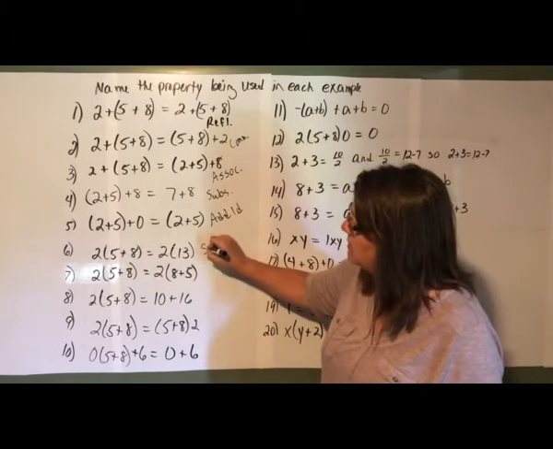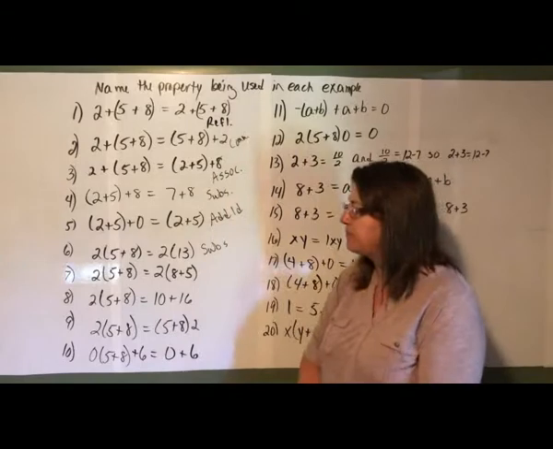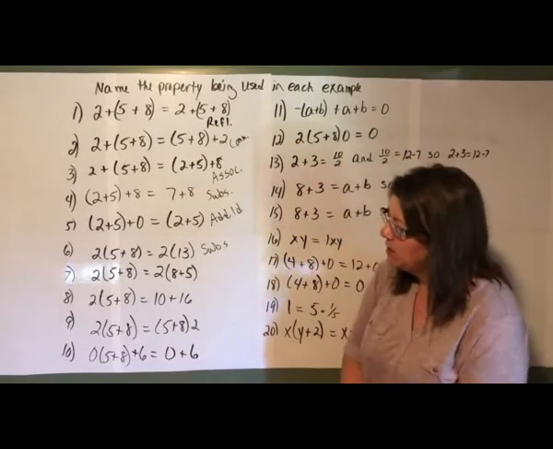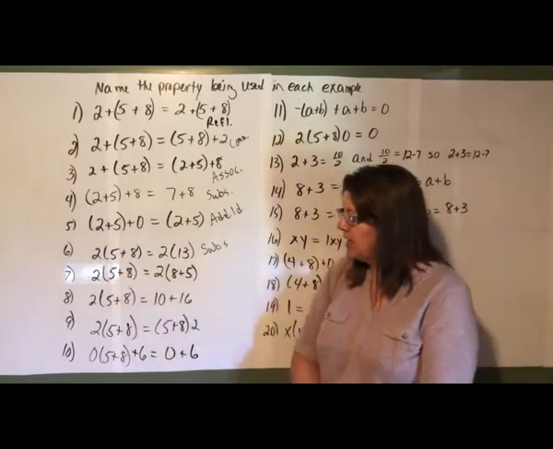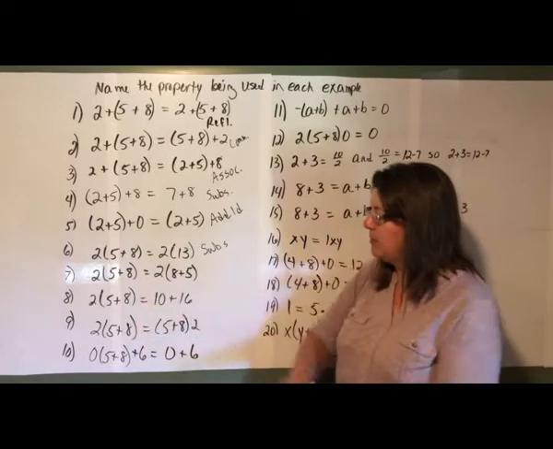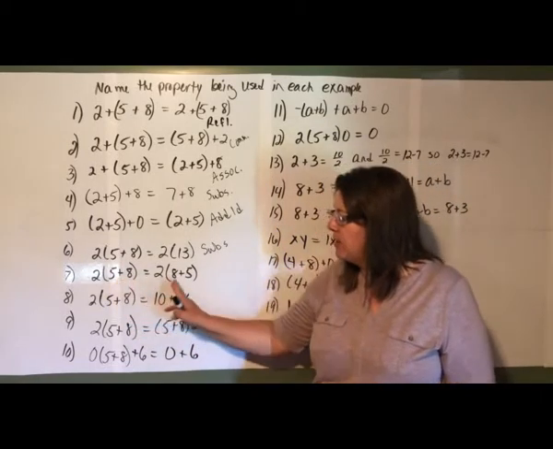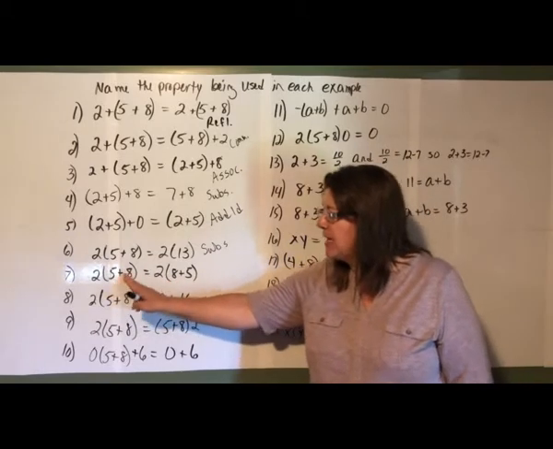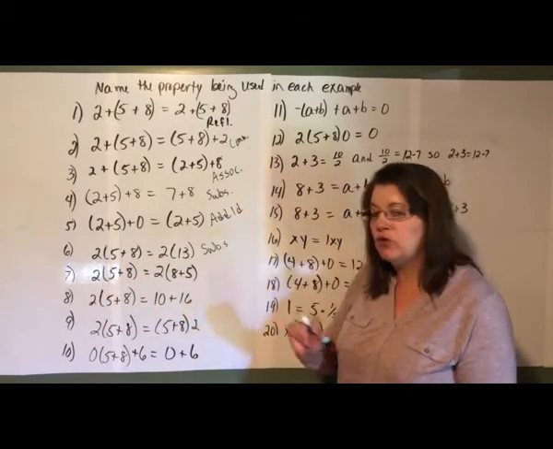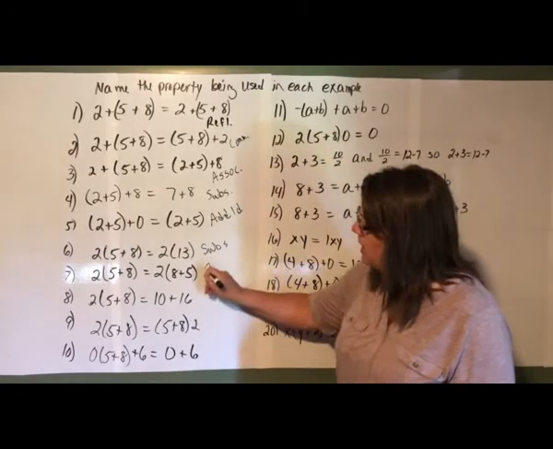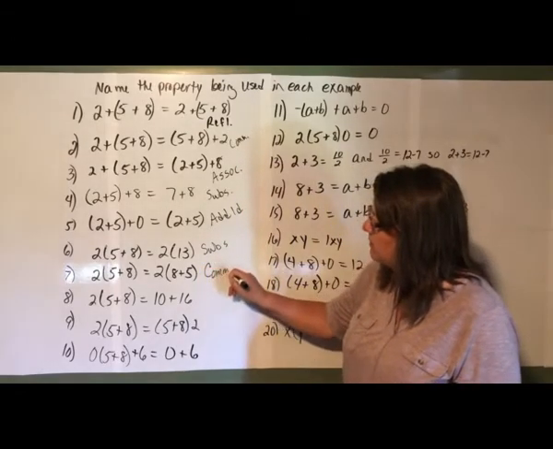So that one is, again, substitution. In the next one, 2 times (5 plus 8) equals 2 times (8 plus 5). For that, we have very similar problems, but the 5 plus 8 and the 8 plus 5 has switched across that addition symbol. So that is, again, commutative.